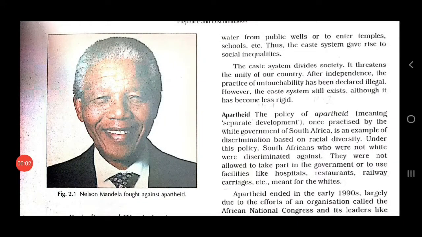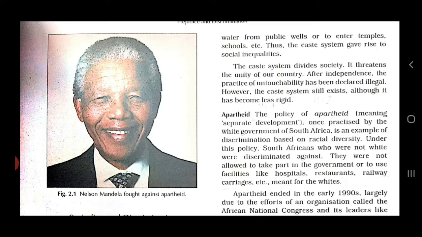Now, in the next paragraph, they are telling that this caste system, children, divides our society instead of uniting it. After our country got independence, this practice of untouchability has been declared illegal. Now, what is the meaning of illegal? Illegal means not allowed by the law.